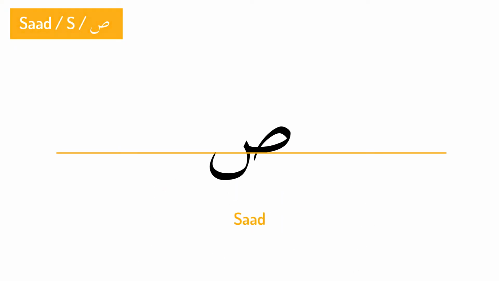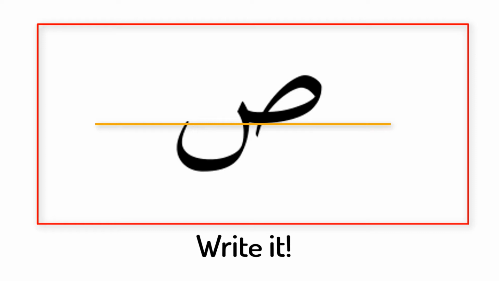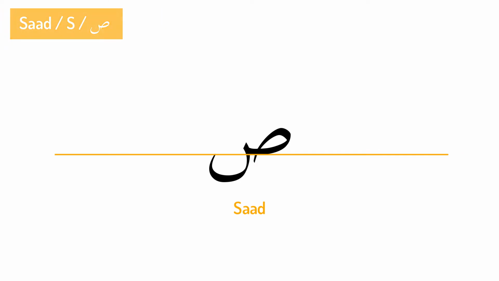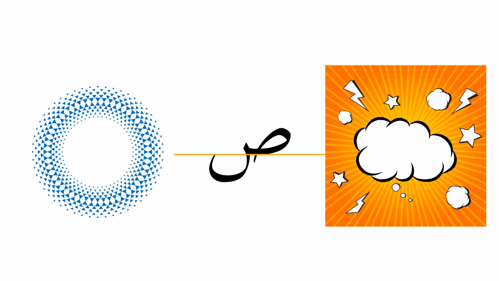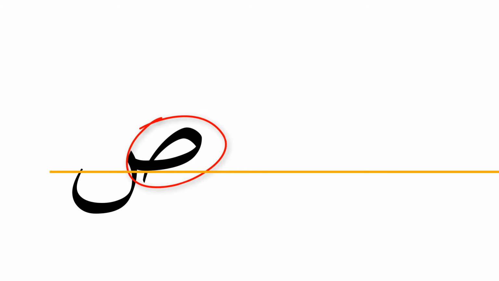The next letter that we have in this group is called sod. The sod is one of four rounded or emphatic letters that we will learn about later on. The sod is characterized by an elongated circular shape that is situated above the line that looks like a balloon pointing northeast. It shares that same curved shape of the seen and the sheen.